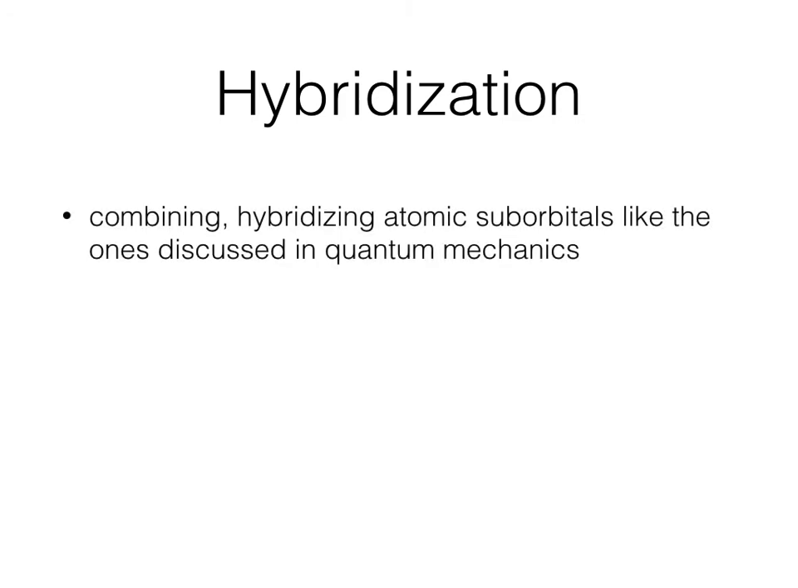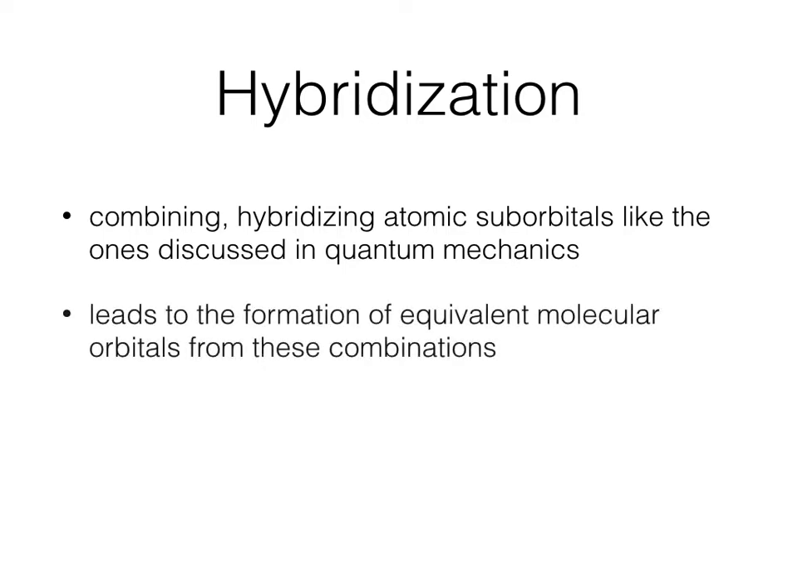So what is hybridization? Hybridization is the combining of atomic suborbitals, like the ones that you learned about and we discussed in quantum mechanics. That process of combining, the mathematical combining of those suborbitals, is what we call hybridizing. The result of this combination leads to the formation of equivalent molecular orbitals from those combinations.